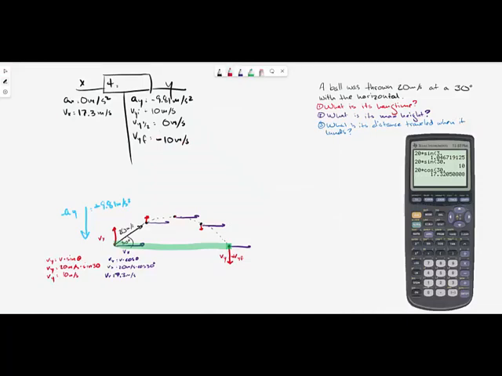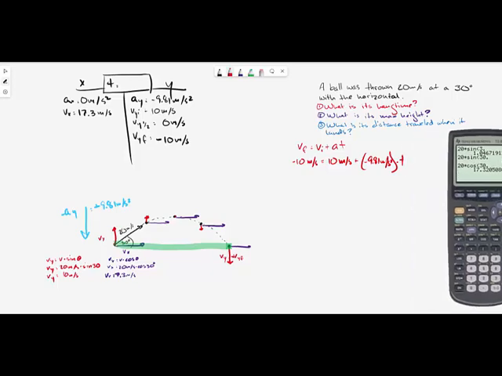Let's do number one. Vf is equal to Vi plus At. I'm going to use the final velocity down here, the negative 10 meters per second. Negative 10 meters per second as the final velocity is equal to the initial velocity of 10 meters per second up, plus the negative acceleration of 9.81 meters per second squared times time.